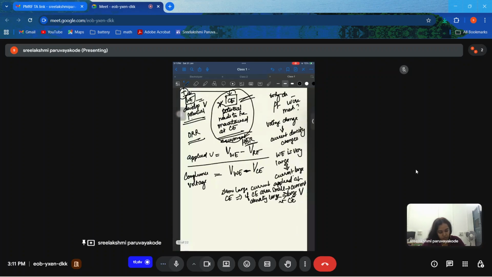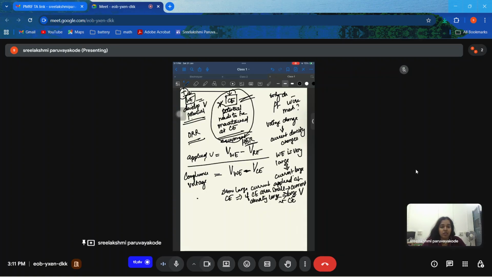Then we have both the counter voltage and the applied voltage. The applied voltage is the working electrode voltage minus the reference electrode voltage, and the counter voltage is the working electrode voltage minus the counter electrode voltage. Now, what can we use as a counter electrode? We usually go for a Pt wire, or it is better to go for a mesh.